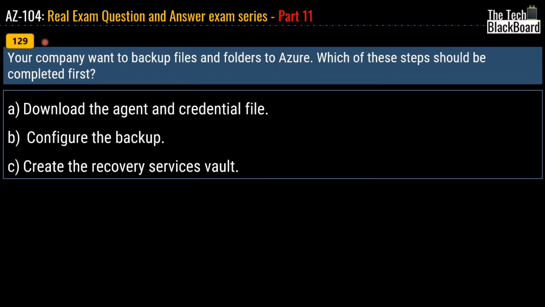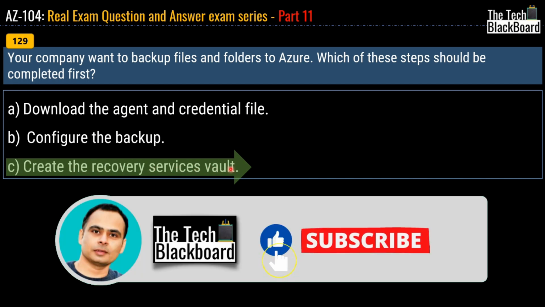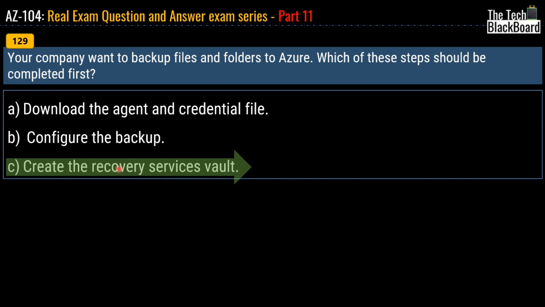And now we have question number 129. The question says that your company wants to back up files and folders to Azure. Which of these steps should be completed first? Should it be download the agent and credentials file, or configure the backup, or should it be create the recovery service vault? And the correct answer for this question is that you should always create the recovery service vault as a first step. And just to tell you that download the agent and credential file is the very next step after you have created the recovery service vault. So keep that in mind.